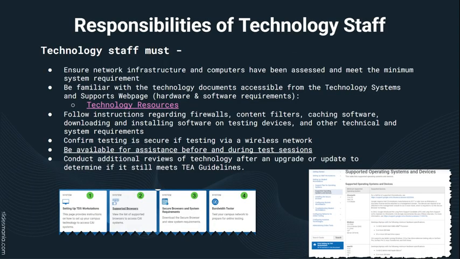Some of the responsibilities of technology staff include ensuring the network infrastructure and computers have been assessed and meet the minimum requirements, verifying that the infrastructure still meets TEA guidelines after updates. It is imperative that testing via the wireless network is secure and verified, and technology personnel should be available both before and during testing.